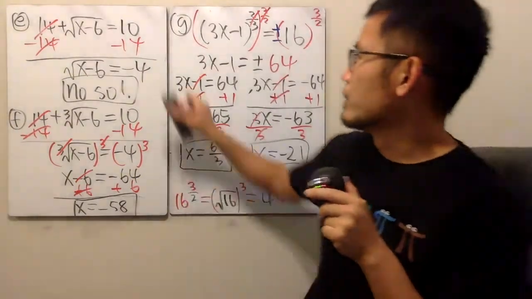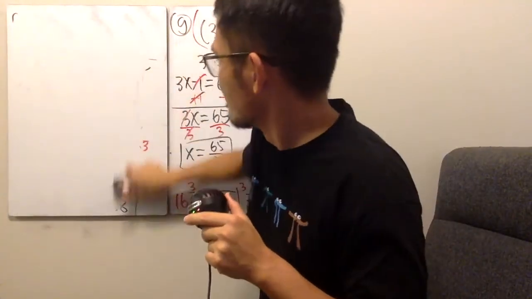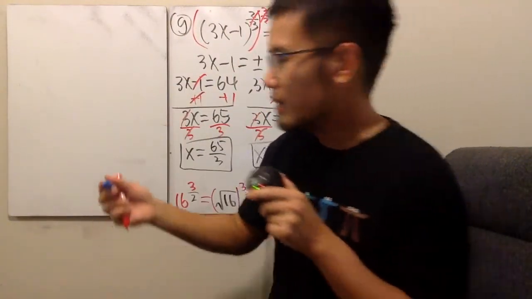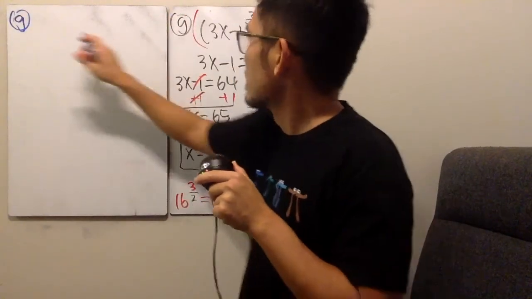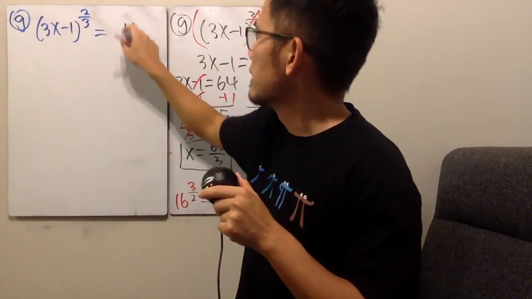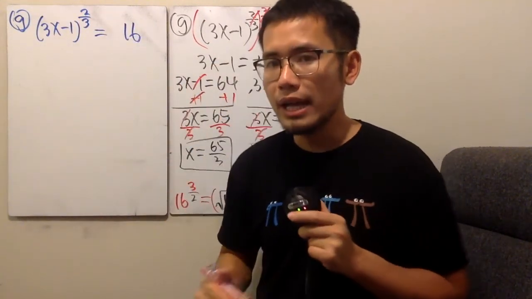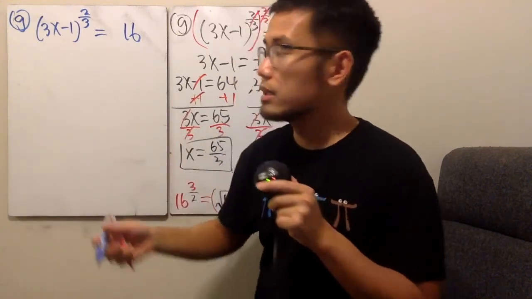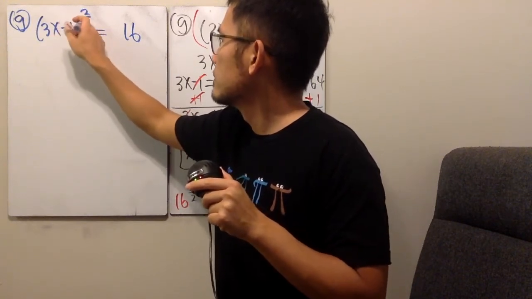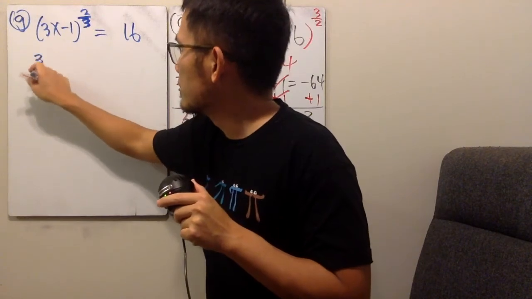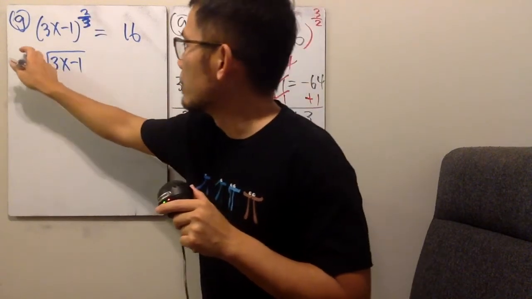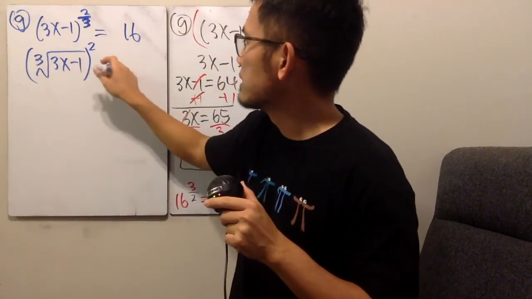Now, I will convince you guys why we do the plus or minus. So here we go. It really depends on which way you want to take. In my opinion, this way is shorter. All right, G again. So here, parentheses 3x minus 1 raised to the 2/3 power is equal to 16. If you would like, you can write this in radical form first. I'm going to focus on the over 3 power right here. This is over 3, meaning we have the cube root of 3x minus 1. And then the 2 means that we do this to the second power. And that's equal to 16.